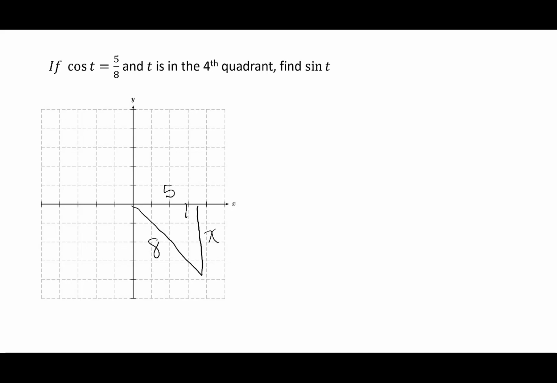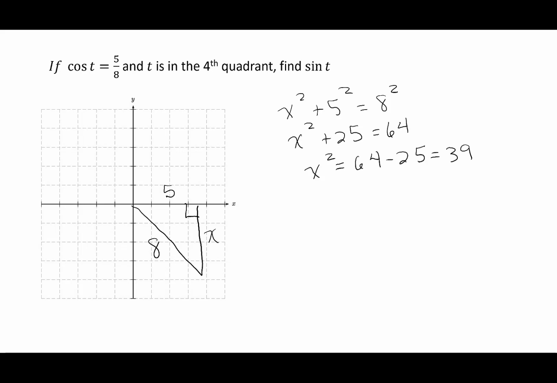When we have a right triangle and we don't know one of the sides, we can use the Pythagorean theorem to find the missing side. This says that x squared plus 5 squared is going to be 8 squared. x squared plus 25 will be equal to 64. This says x squared is 64 minus 25, which is 39. This says x is equal to the square root of 39. Because we're in the fourth quadrant, this square root of 39 is a negative value.